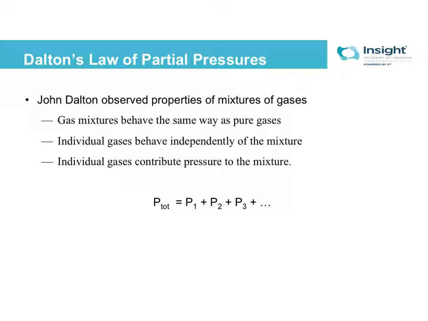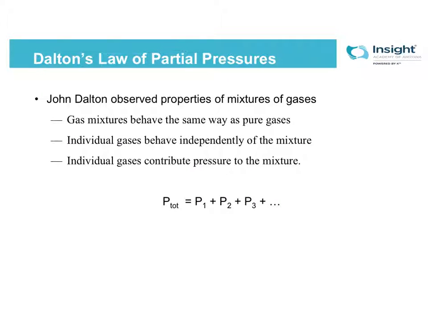He also noted that the individual gases are able to behave independently of the other gases in the mixture. So even though air is carbon dioxide and oxygen and nitrogen, yes, they can act together as one entity, but you can also treat the oxygen on its own. He found that the individual gases contribute a component to the total pressure of the system. So his law is this: your total pressure is going to be the sum of all of the individual pressures.